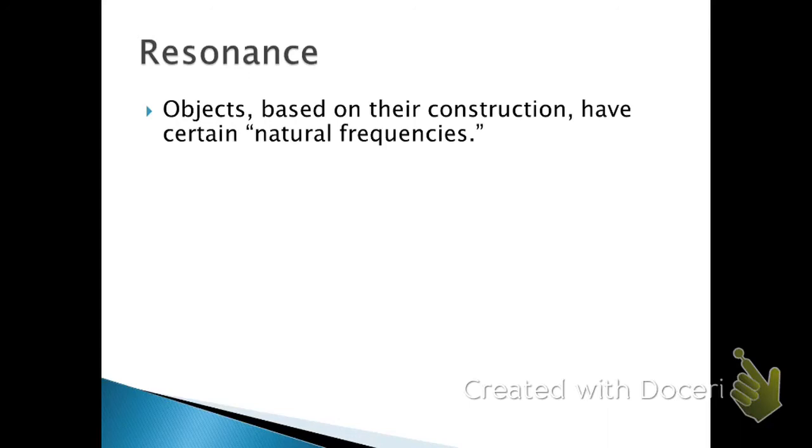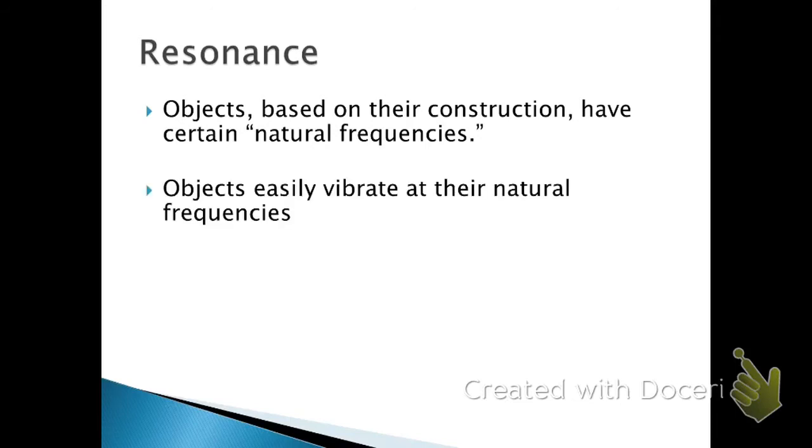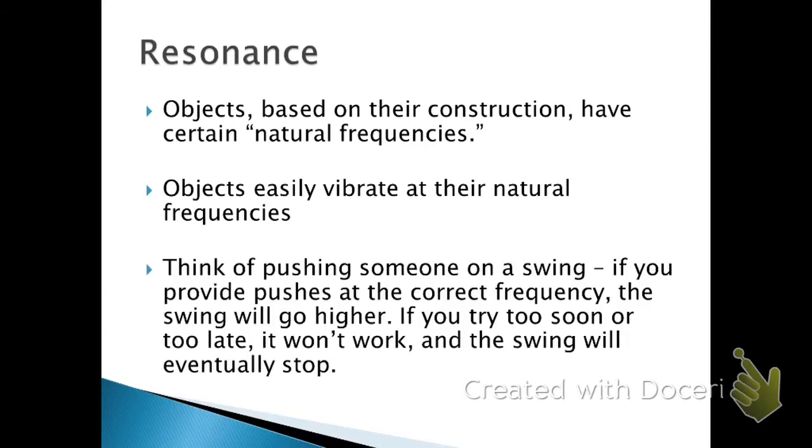So objects, depending on how they're made, based on the material, the type of tension, the length of it, end up with natural frequencies. This is where objects easily vibrate, and not only do they easily vibrate at their natural frequencies, if they're driven by that same frequency, it'll amplify it like crazy. So if you think of pushing someone on a swing, if you push them a bit too early, they're just going to smack you in the face, and it'll actually kind of ruin their swing. If you push them a little bit too late, then you're not going to get a really good shove in. But if you push them at just the right time, they'll actually swing up a little bit higher. So you're pushing at the exact right resonant frequency for their swing.